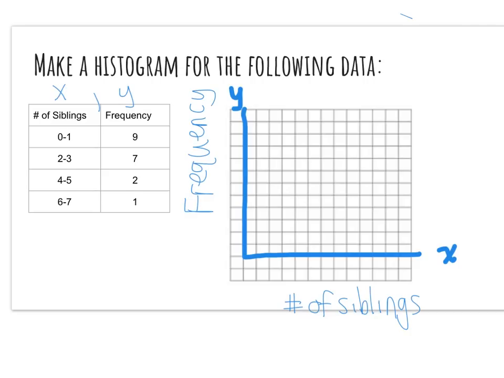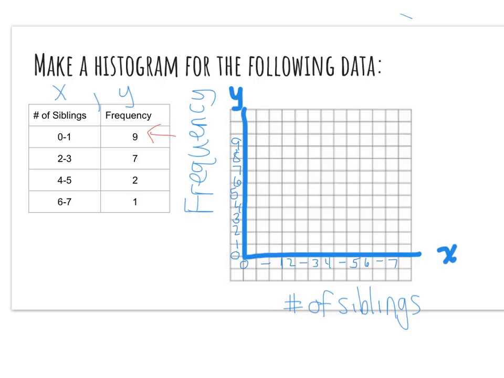So I need some frequencies between 0 and 1, and then from 2 to 3, and then from 4 to 5, and finally from 6 to 7. Going up the side, I need up to 9 in my frequency. So I think if I start at 0, I can go ahead and count by ones until I get up to 9. All right. So my first bar says that 9 students have between 0 and 1 siblings.